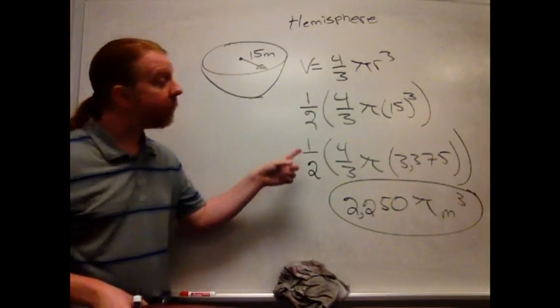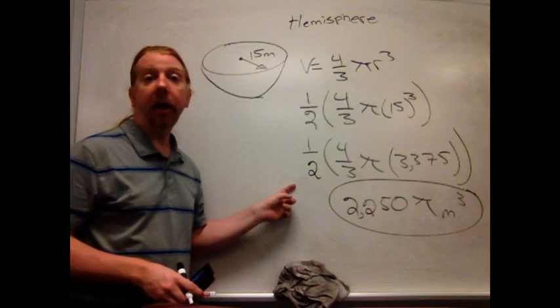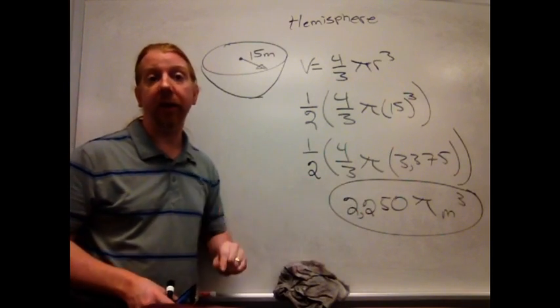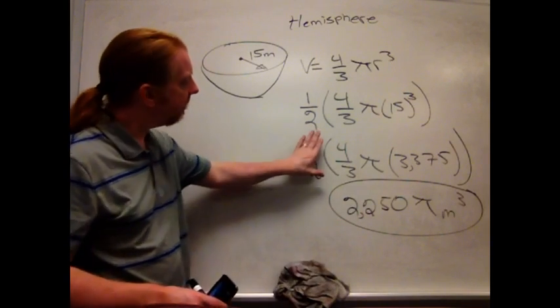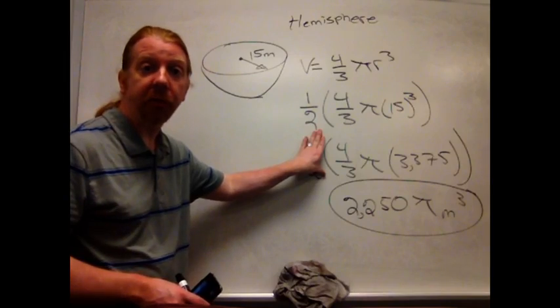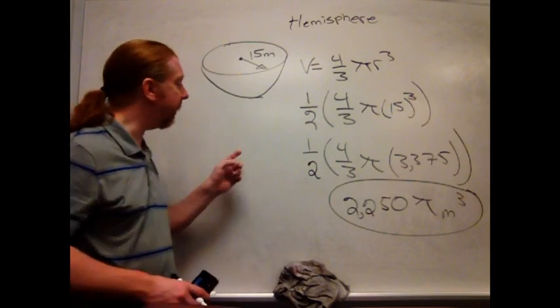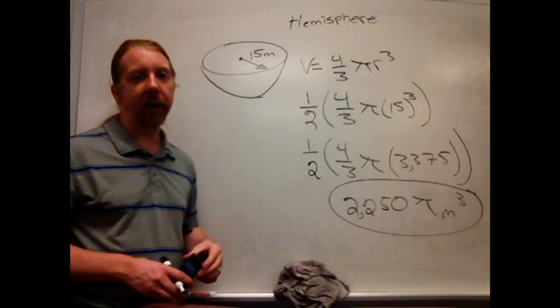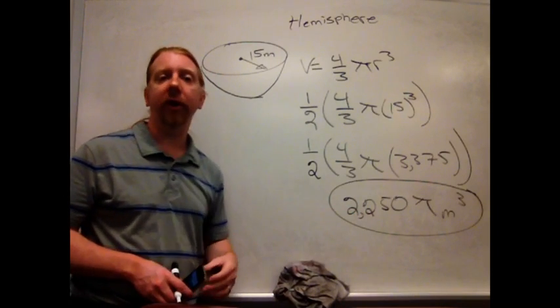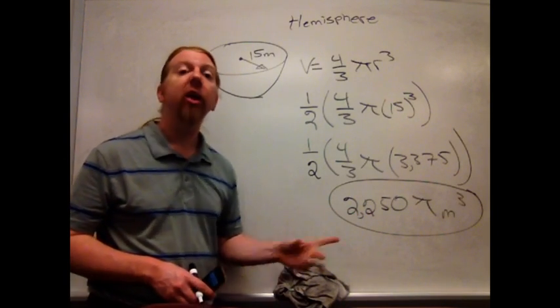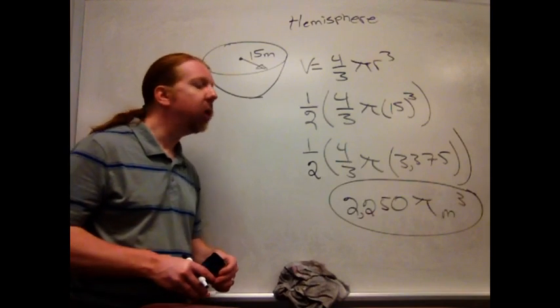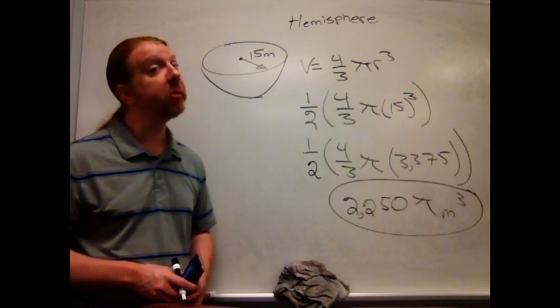Now, as I said, because I've included the half in my equation, I don't need to divide by 2. I've already done that part. This would tell me the volume of a full sphere, add the half, and now I have the volume of the hemisphere that represents my core idea. Final answer, 2250 pi. You could, of course, make it into a decimal, but why add extra work for yourself when that answer is perfectly acceptable?